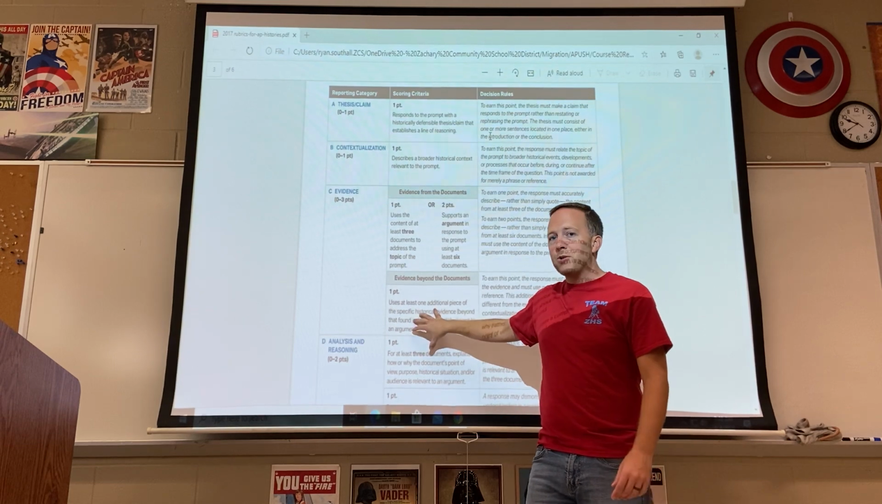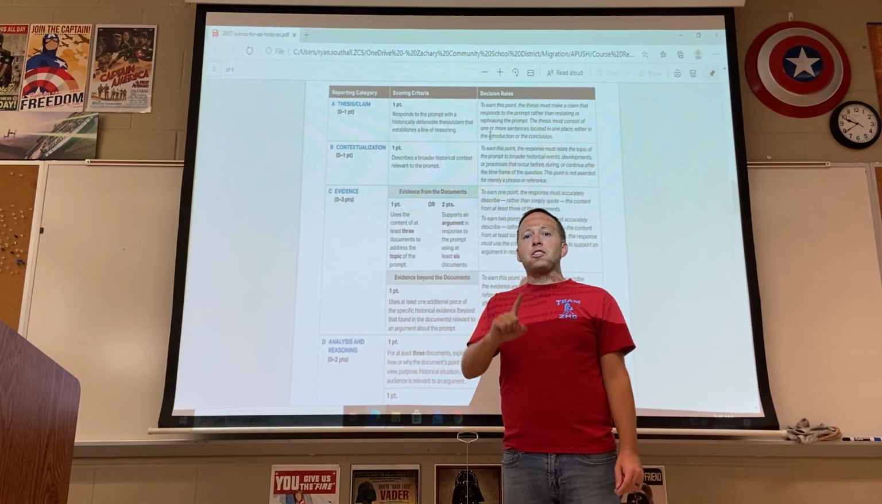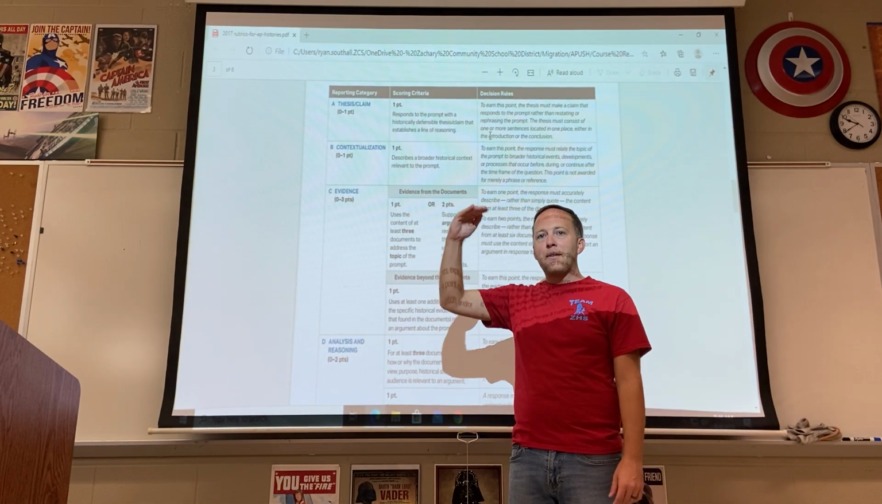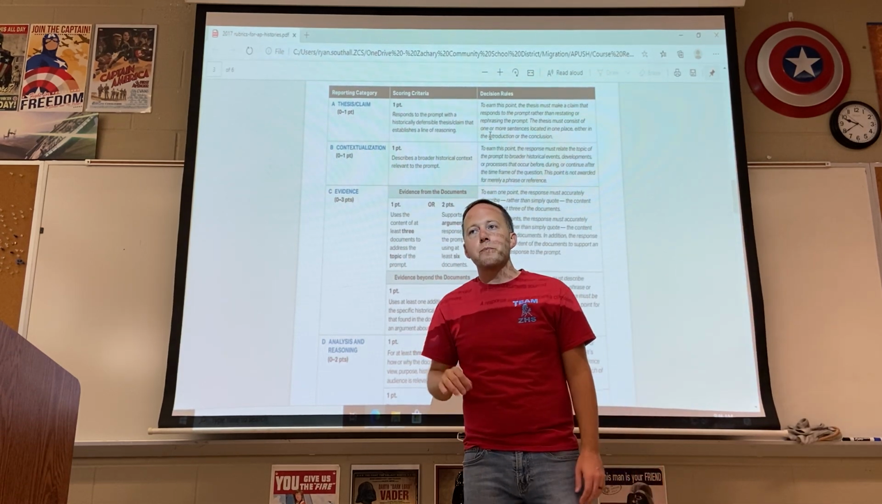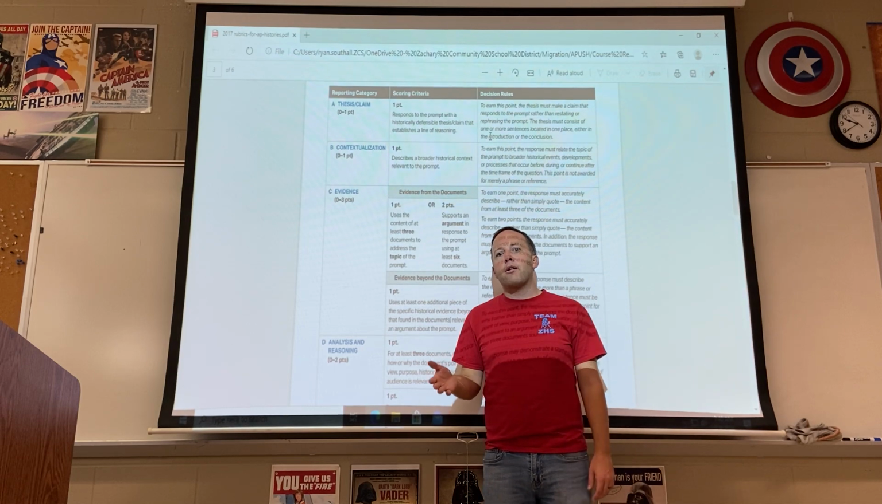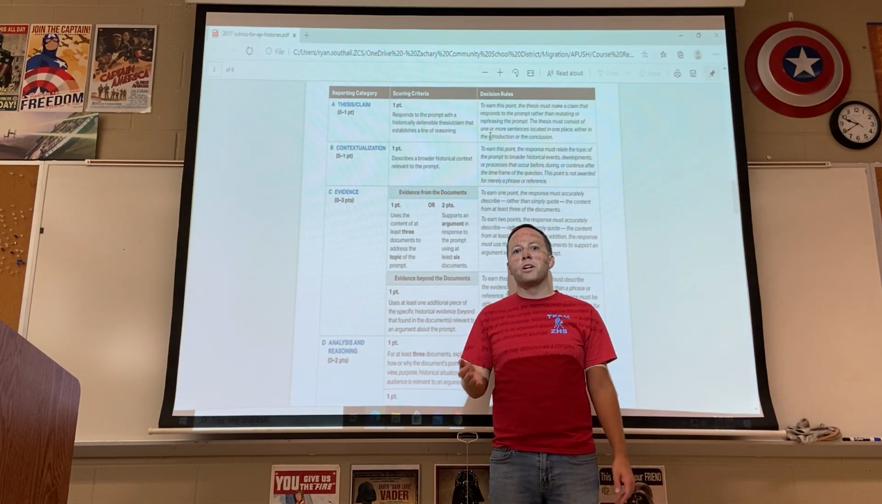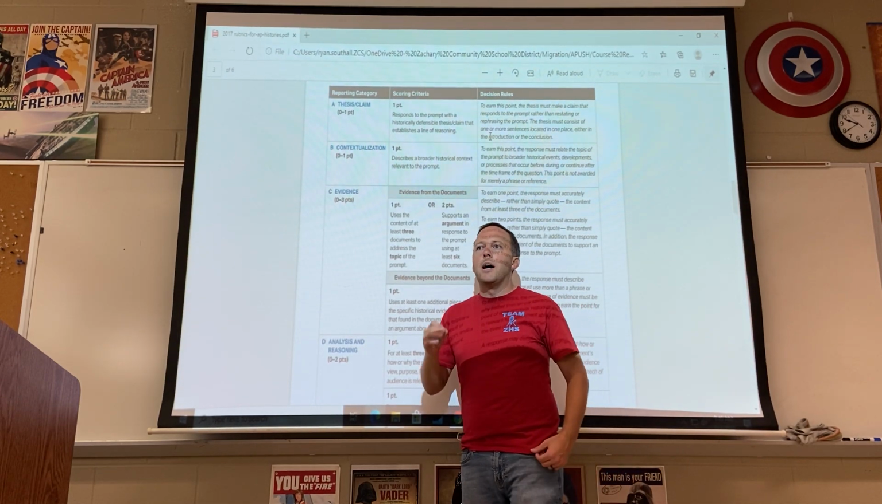But your outside evidence point can be a sentence. That's it. And it only has to show up one time. So as long as you have somewhere in your 3 body paragraphs one outside example that's specific, you're good. Do you have to have 3 body paragraphs? No, it's just the best formula because you know you're going to have a good argument.